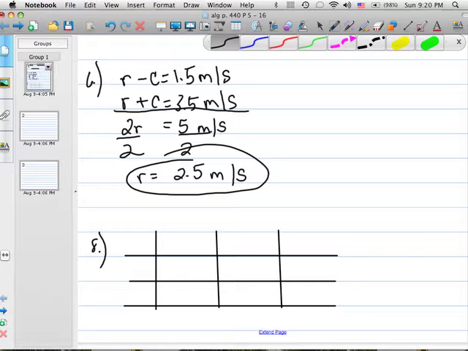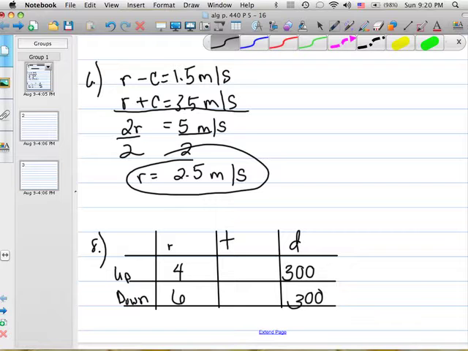So we have upstream and downstream, the rate, the time, and the distance. And the distance is 300 up and 300 coming back. If she's going upstream, she's battling the current, so 5 minus 1 would be 4. And going downstream, she's with the current of 1 meter per second, so that would be 5 plus 1, or 6 meters per second.